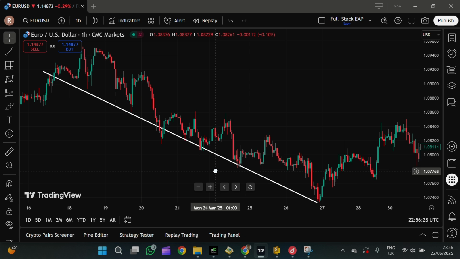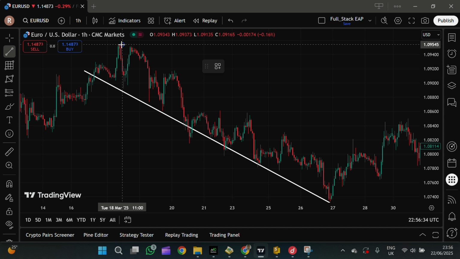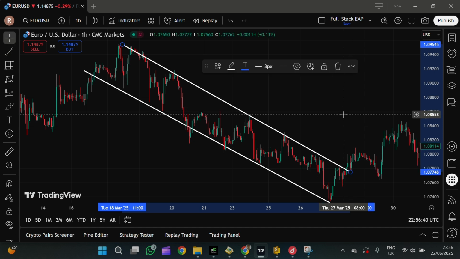All right. So then what you need to do now is to also go for the swing highs. All right. So that's beautiful. So this is the first thing you need to do. You need to draw the line of best fit on the swing lows and on the swing highs.